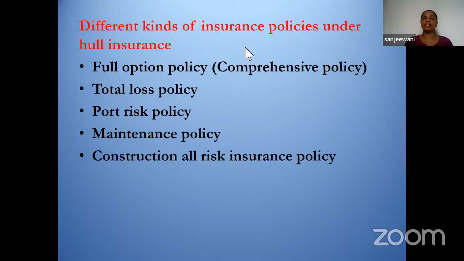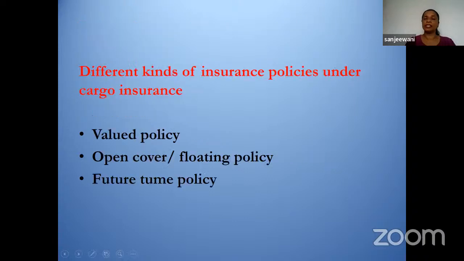Then the different kinds of insurance policies under hull insurance. What comes under hull insurance? Full option, total loss, port risk, maintenance, construction, all risk insurance policy. These things come under different kinds of insurance policies. Then the different kinds of insurance policies that come under cargo insurance: valued policy, open cover policy, future time policy.